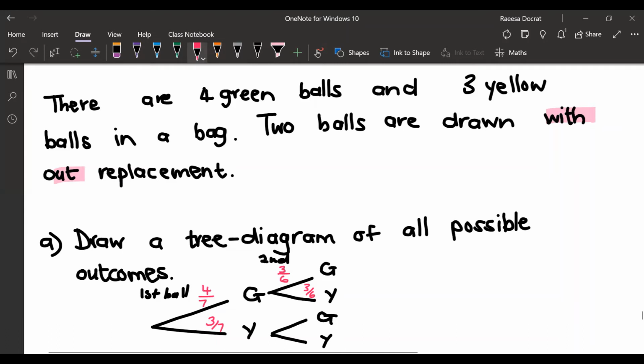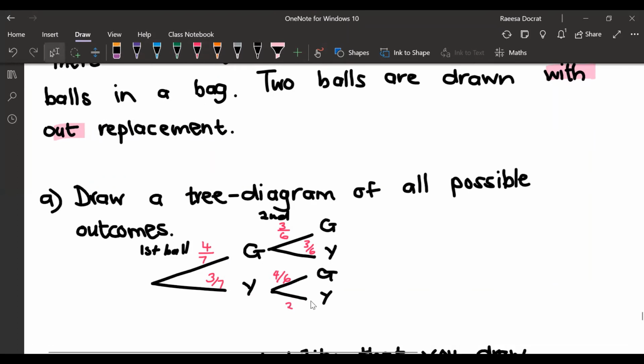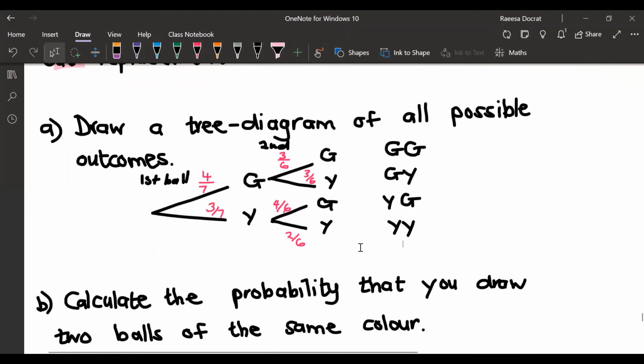Let's look at the bottom. The probability of us getting a yellow ball first and then getting a green ball: we've already got a yellow ball, so there's one yellow ball less. So there are still 4 green balls, but now there are 6 balls in total. And then yellow and yellow, there's going to be 2 yellow balls left out of the 6 options that are left if we choose a yellow ball. So our outcomes are green-green, green-yellow, yellow-green, and yellow-yellow. To get the associated probabilities with each one, we multiply the branches to get to that particular combination.